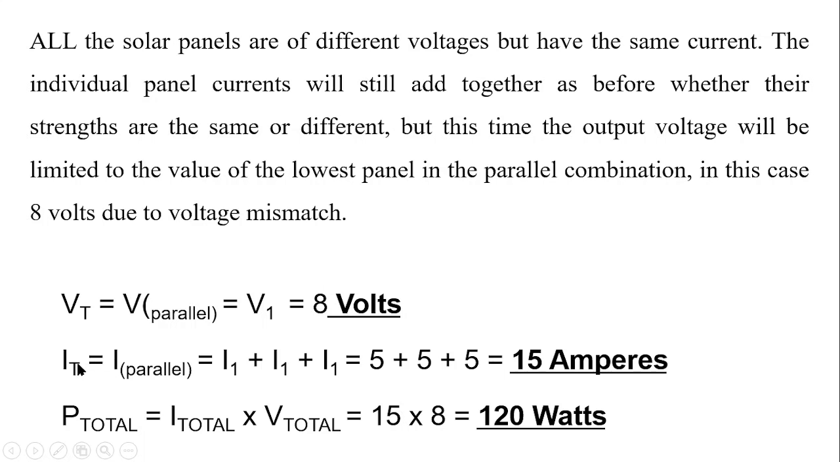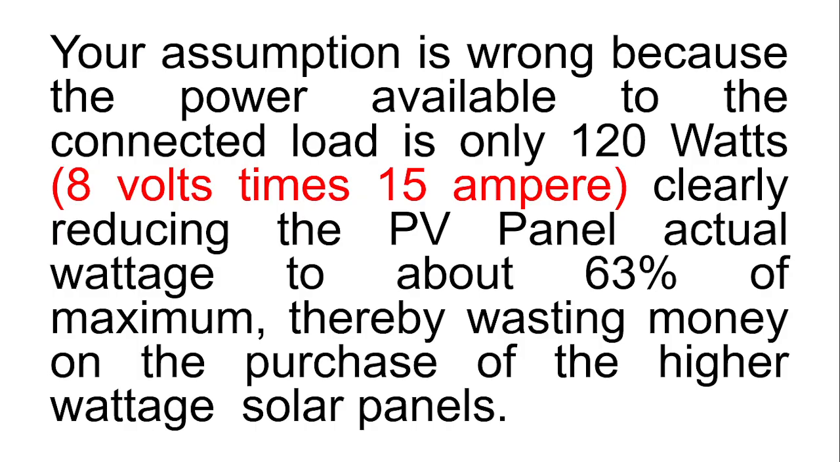Then our total current as usual is equal to the summation of the individual panel currents, which is 5 plus 5 plus 5. That will give us 15 amps. Then our total power now is equal to current times voltage, which is 15 times 8, which equals 120 watts. So it is clear that in this particular arrangement, the available power to the connected load is only 120 watts, which is clearly reducing the PV panel actual wattage to about 63% of the maximum. So in this case, you are wasting money on the purchase of higher wattage panels.